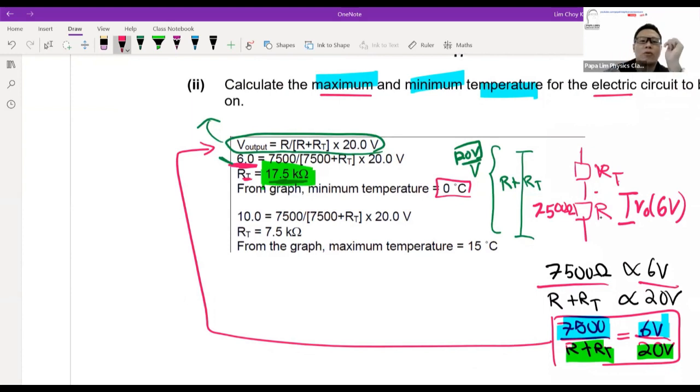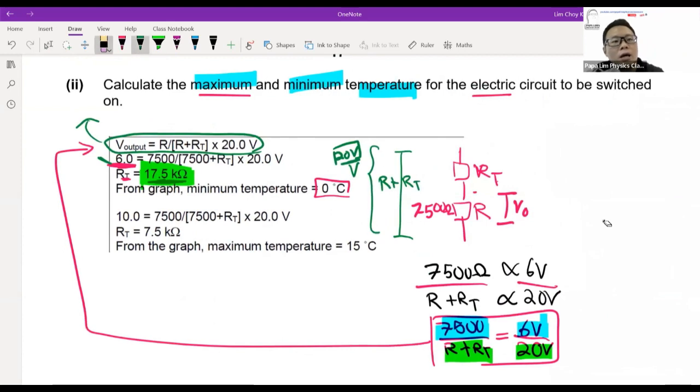And if I repeat the same thing for 10 volts, if the operating voltage of the R, the operating voltage here now, I change it to 10 volts.